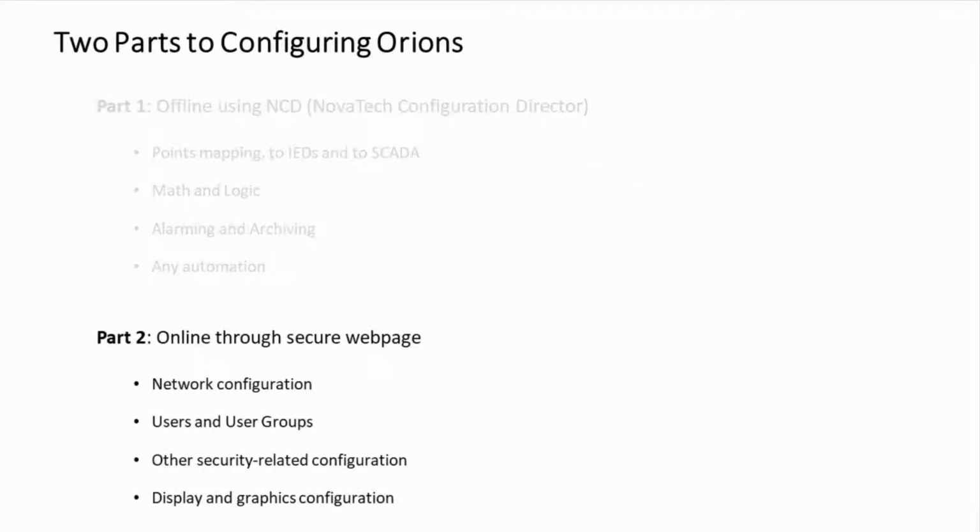The second aspect involves the online configuration while connected directly to the OrionLX itself. This includes typical things such as the network configuration, the users and user groups, security-related configurations, or any of the displays of previously built graphics.